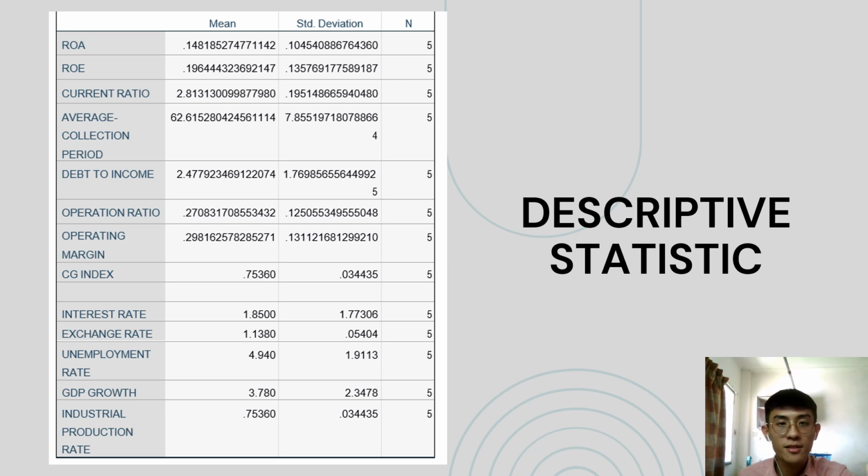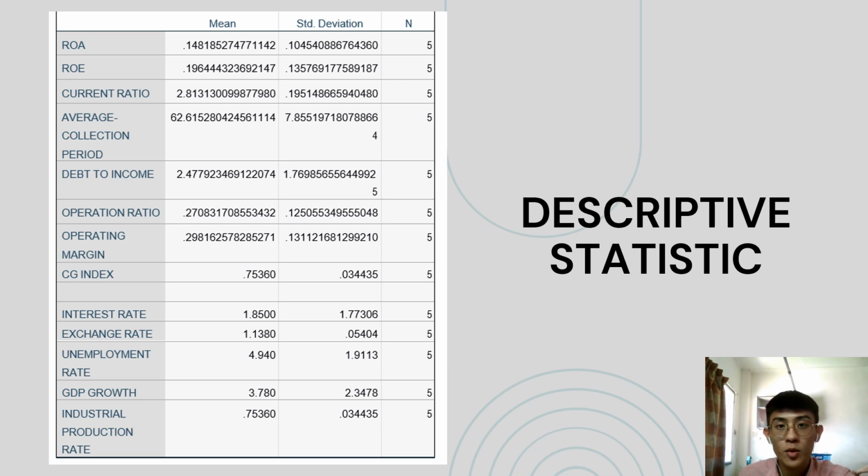For descriptive statistics, the mean of ROA will be 0.1481. Standard deviation will be 0.1045. The mean of ROE will be 0.1964 and the standard deviation will be 0.1358. The standard deviation for current ratio will be 0.1951 and the mean will be 2.8131. The standard deviation for average collection period will be 7.8551 and the mean will be 62.6152.